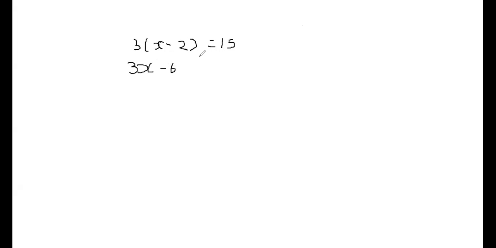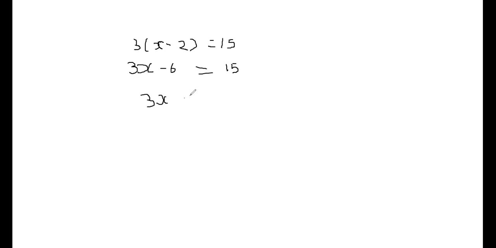Right? Negative 6. And this will equal 15, right? So we make x the subject now, right? Then you group it, sir. So we have 3x here and negative 6 here. Next step, carry over the 6. Good. So you can carry over the 6.